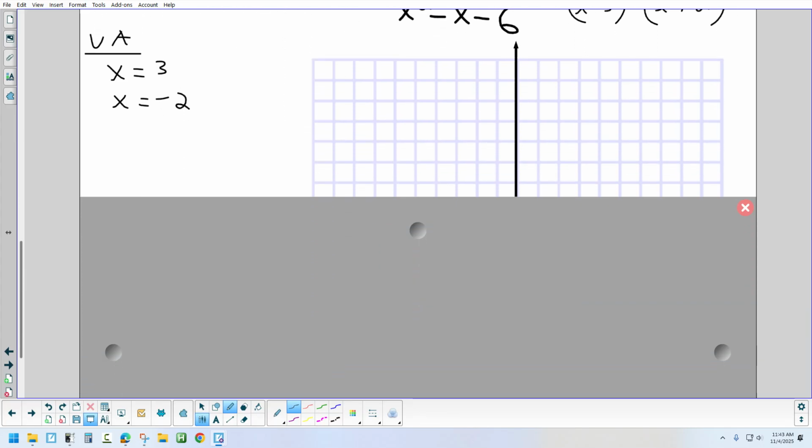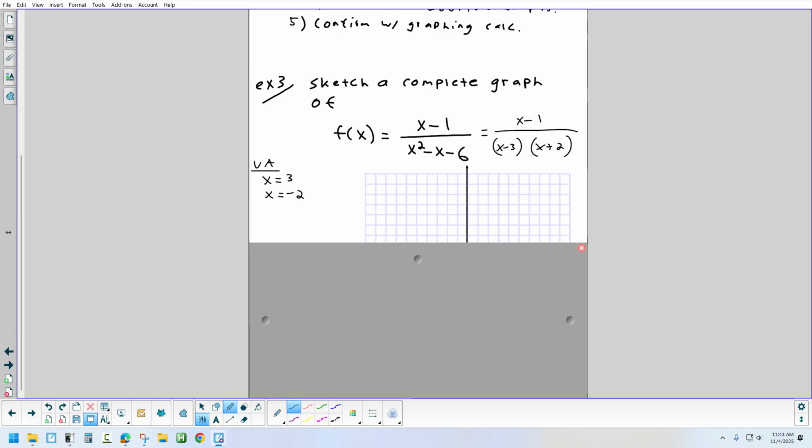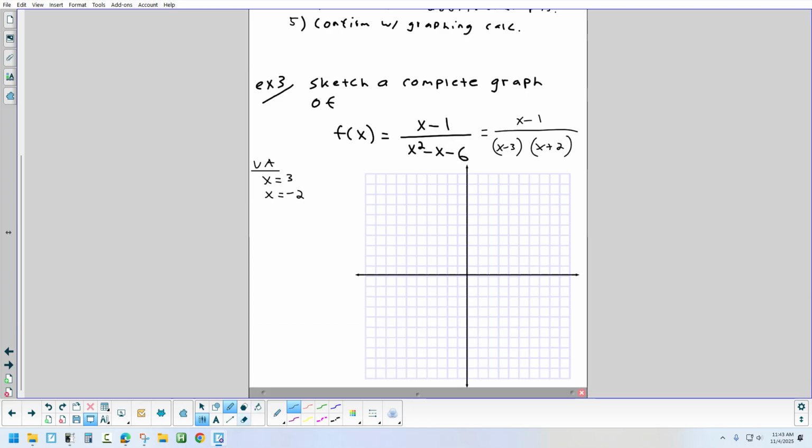Okay. I'm going to graph those 2 vertical asymptotes right now. So let's do 3 and negative 2. That's already broken my graph into 3 pieces. When you sketch, you always have something to the left, in the middle, and to the right. You can't cross the vertical asymptote, so it will be 3 separate pieces.